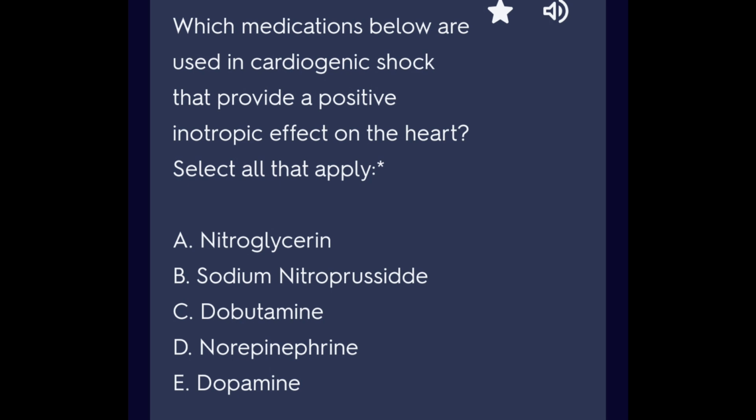Which medications below are used in cardiogenic shock that provide a positive inotropic effect on the heart? Select all that apply. Nitroglycerin, sodium nitroprusside, dobutamine, norepinephrine, and dopamine.